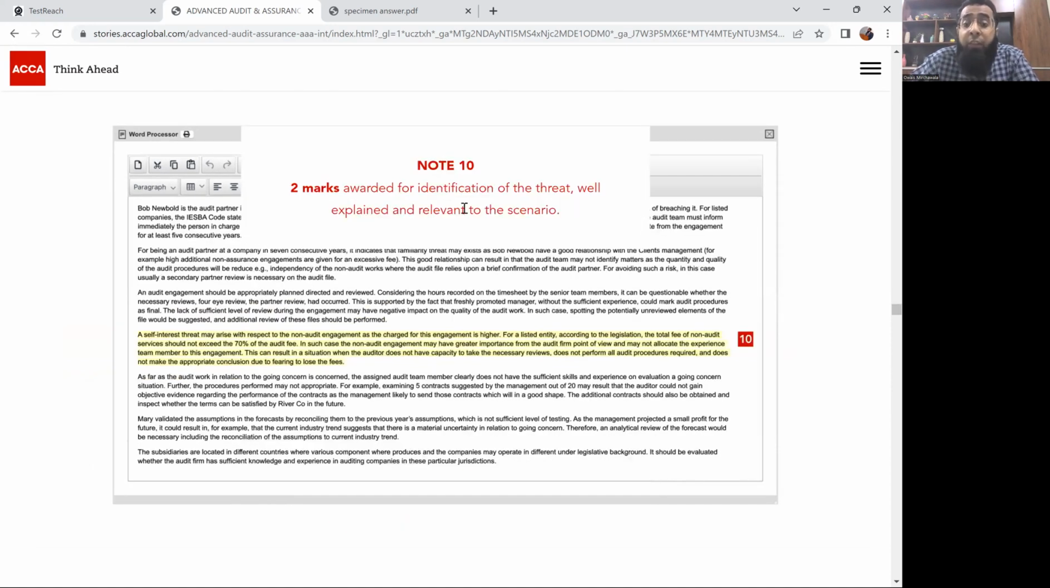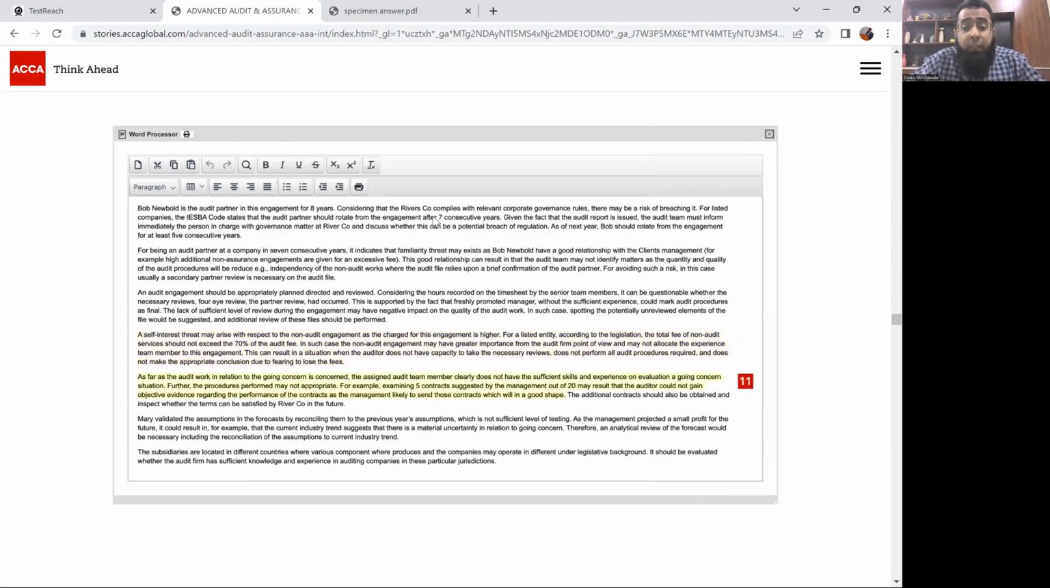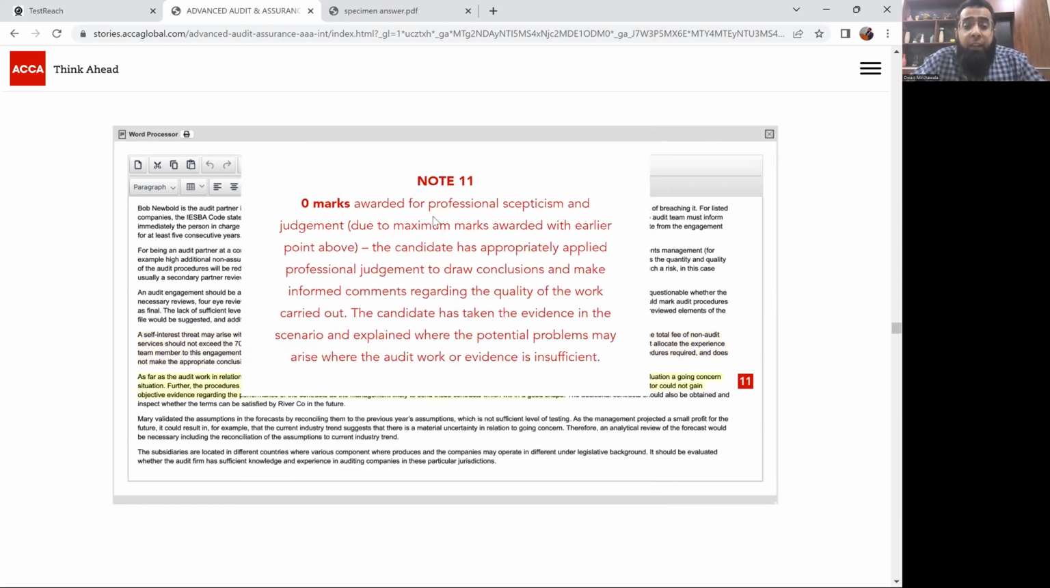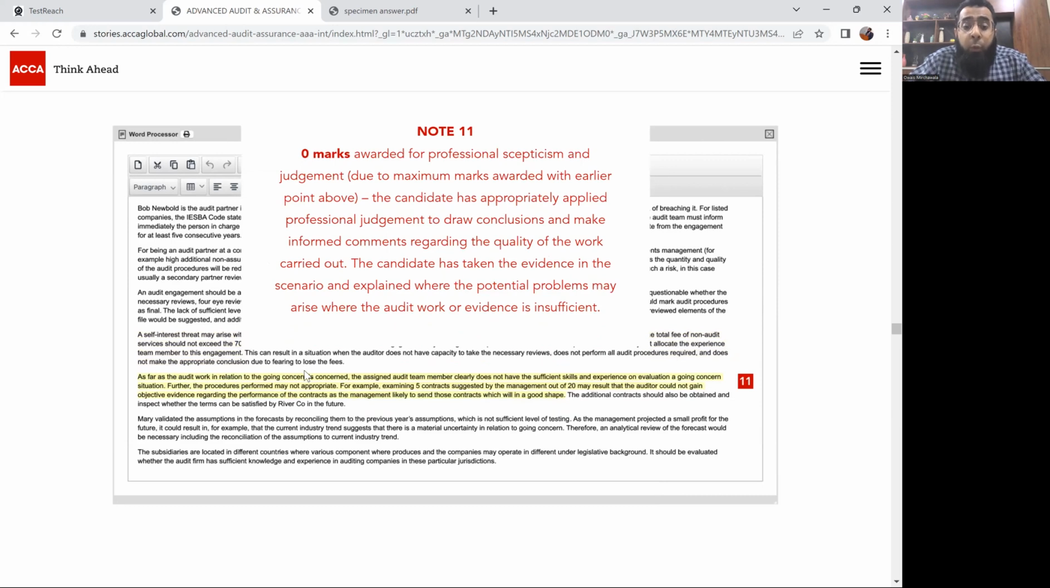2 marks awarded for the threat, well explained and relevant to the scenario. He explained the self-interest threat, and he related it to the scenario that, okay, the fees were very high, it will create the dependency. Now let's look at the next note. Now here he moved towards the going concern issue. In this paragraph, he just got 2 marks because he just picked one issue of self-interest.